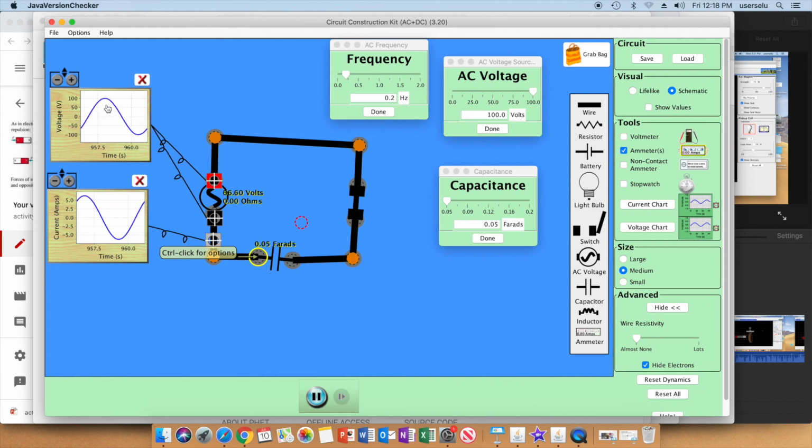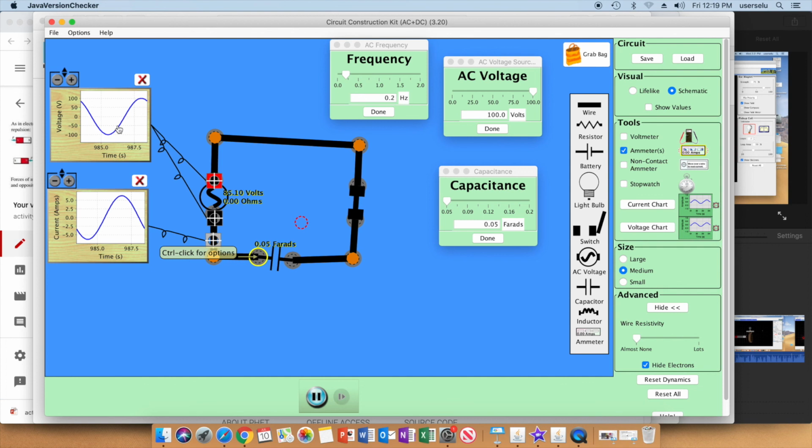That's what we mean when we have 100 volts. That's the peak-to-peak voltage being set. That's what we call that. That's the peak-to-peak voltage, and it varies through all values in between plus 100 and minus 100 very periodically. And the period, well, actually the frequency is 0.2 hertz. The period is 1 over the frequency. So 1 divided by 0.2 would be 5. Every 5 seconds, there's one complete loop of the voltage.